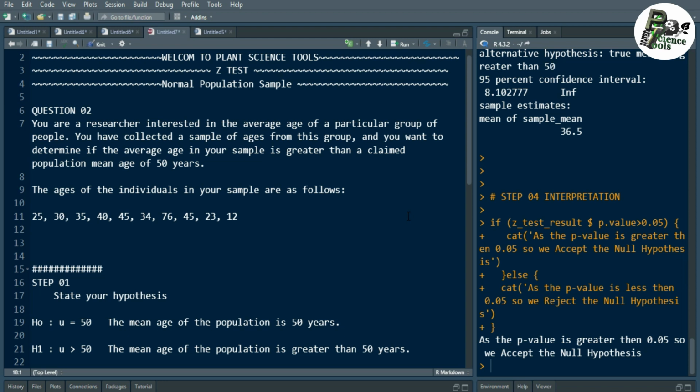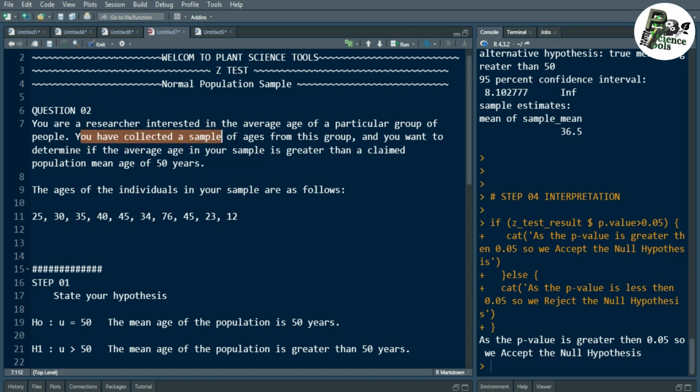In this video, we will discuss the z-test, especially the case of a normal population sample. We will discuss the one-tail test; in the previous video we discussed the two-tail test. So here I have a question: you are a researcher interested in the average age of a particular group of people.